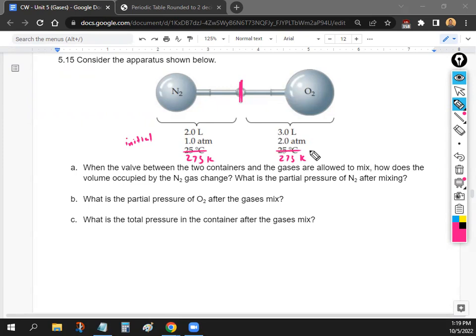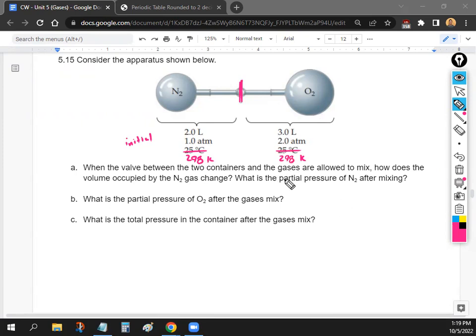Okay, so temperature is not really a big issue because it's going to be the same temperature. Oh, 298. I'm sorry. My fault. I apologize. Math is my second language.